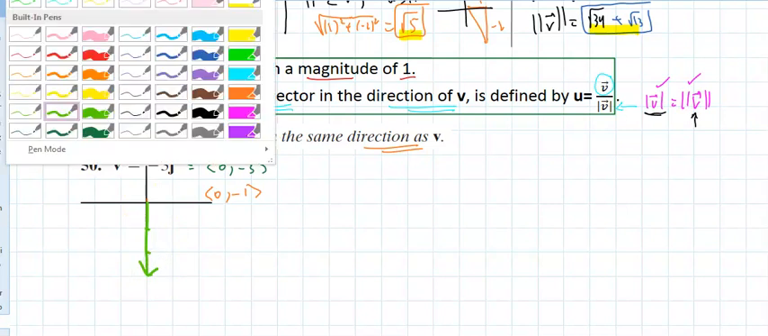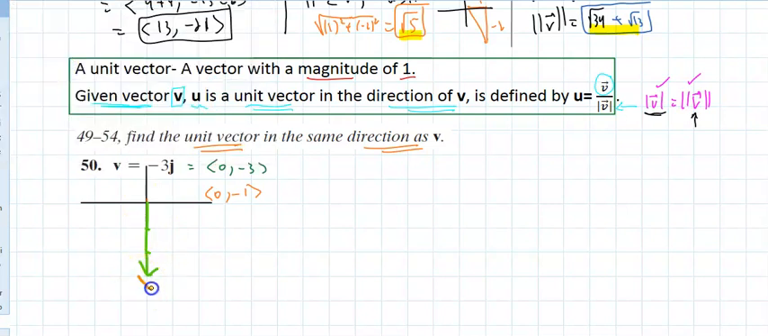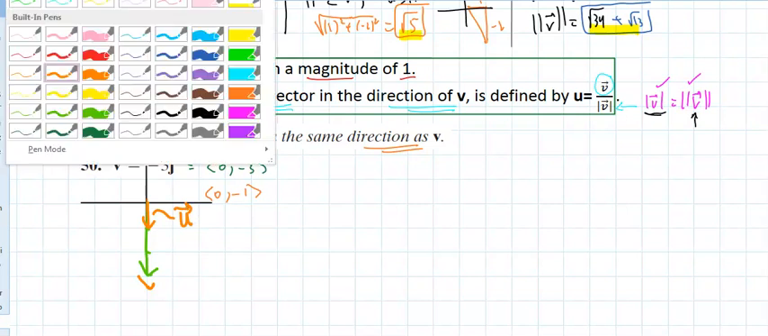If I want a vector pointing in the same direction, but with a length of 1, hey, isn't that it right there? We call that vector U. Now, I don't like the fact that they use U for unit and U for something else, but we'll play along. Now, what if you didn't know that?